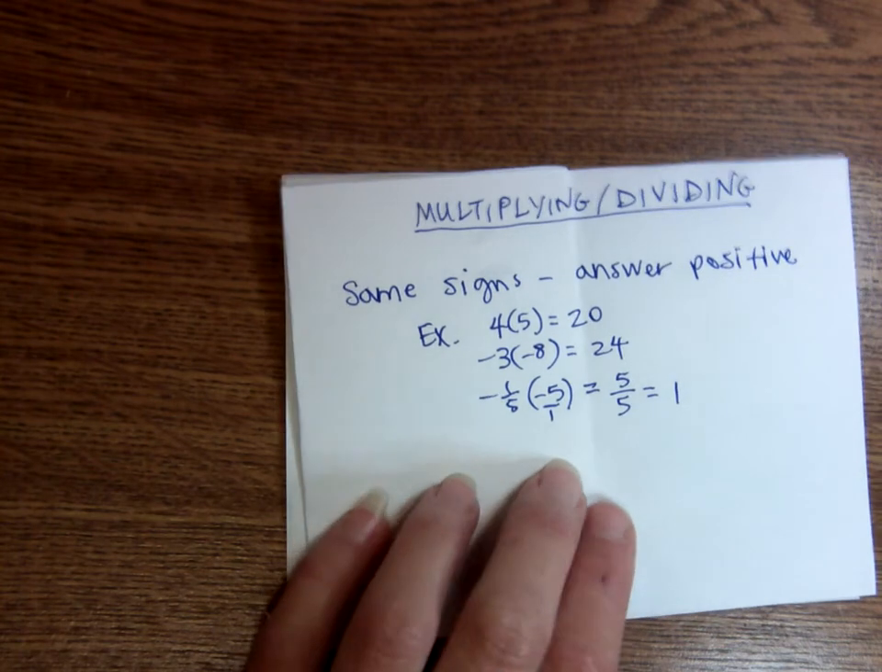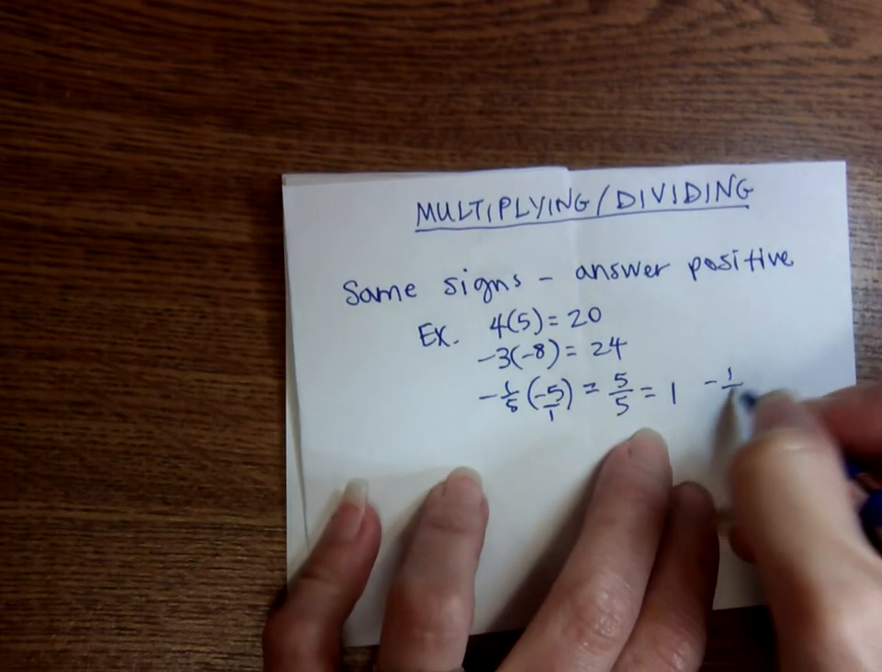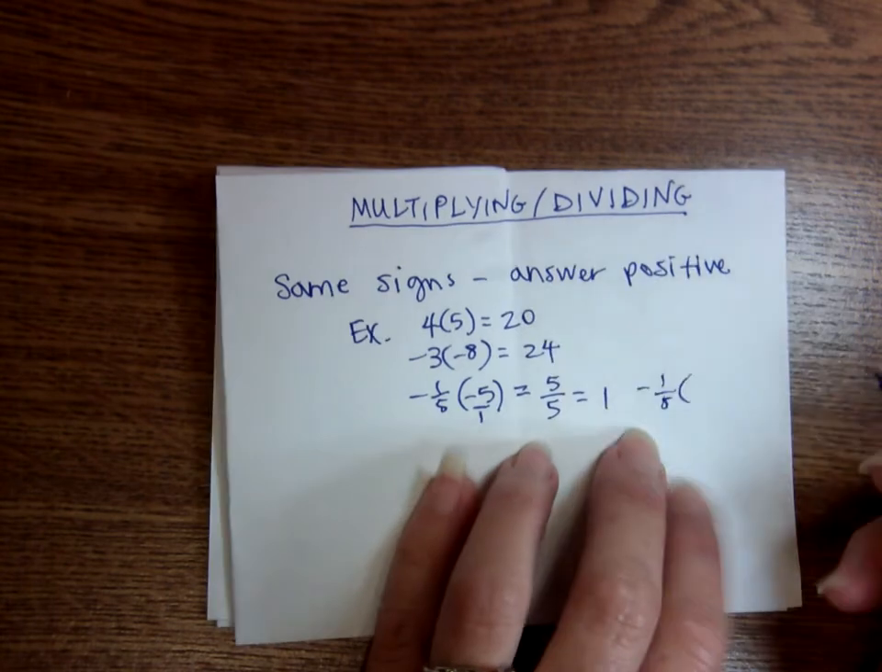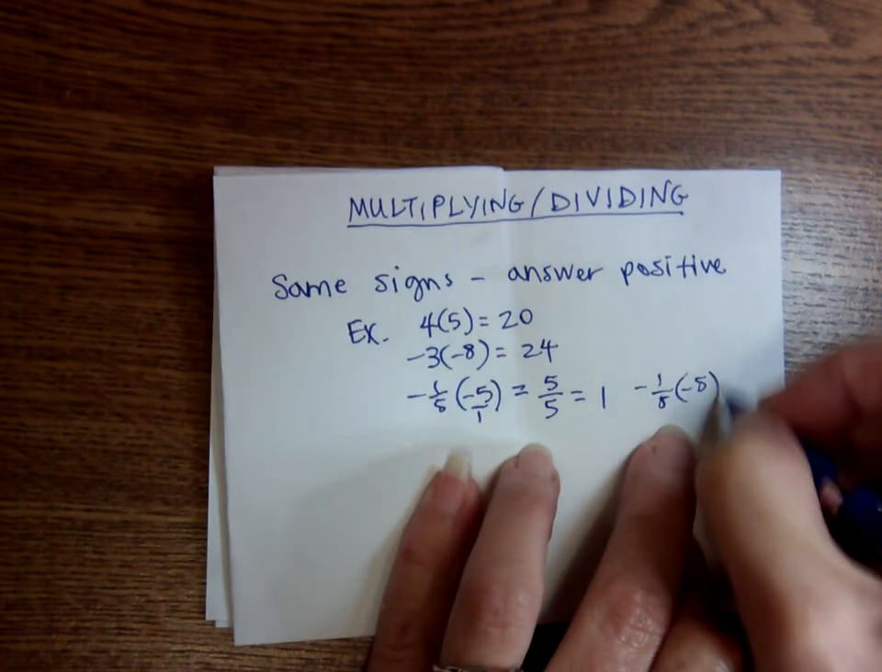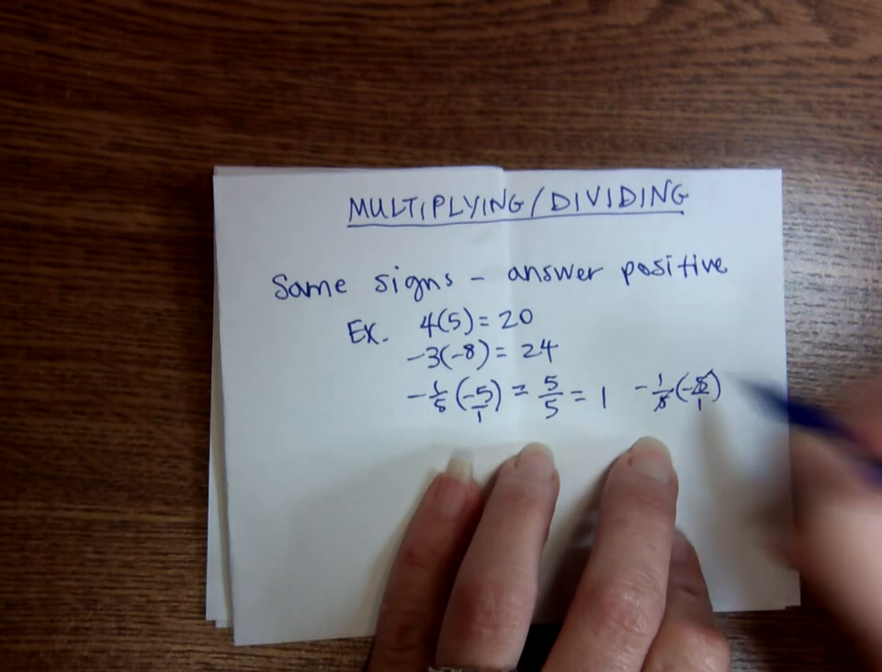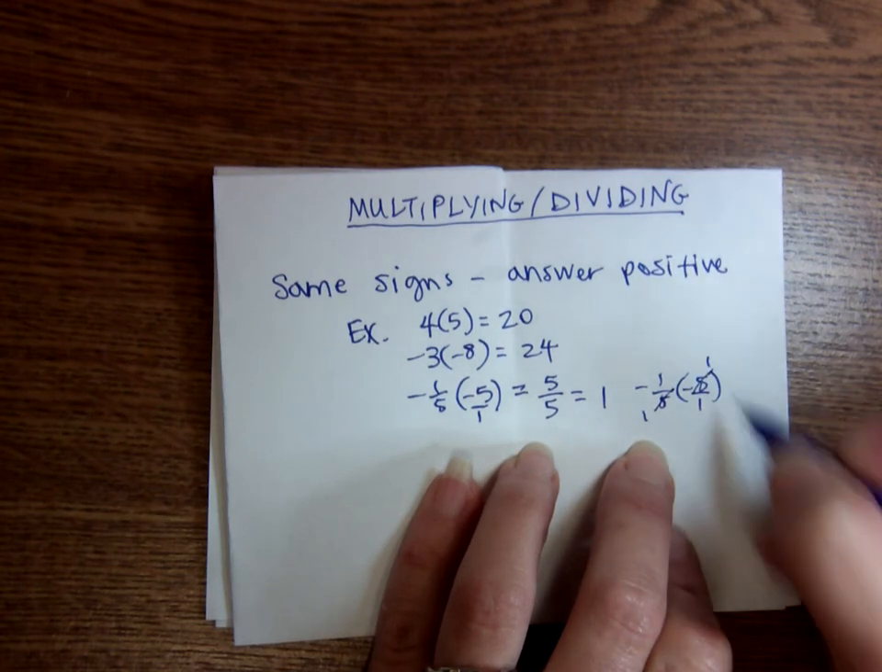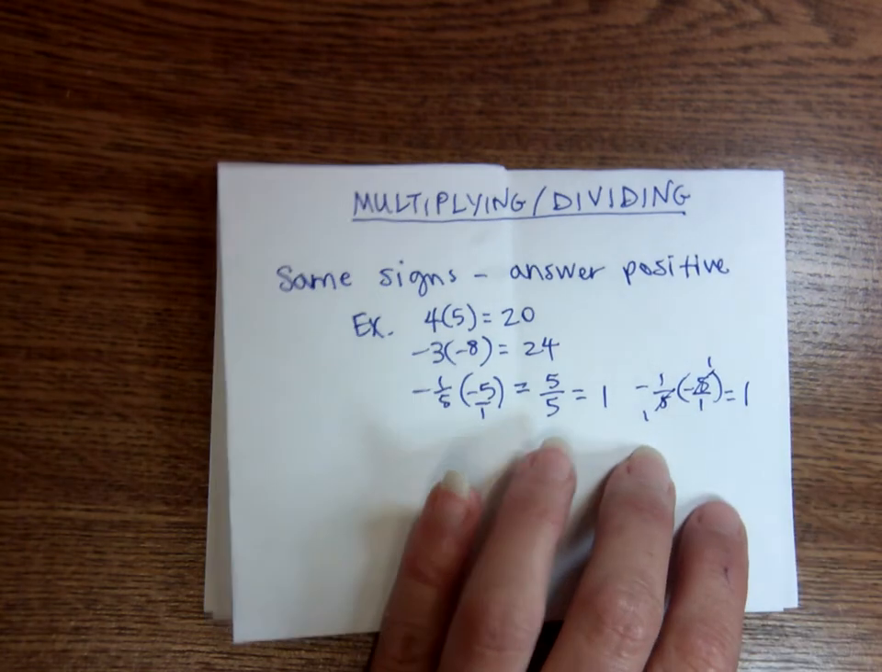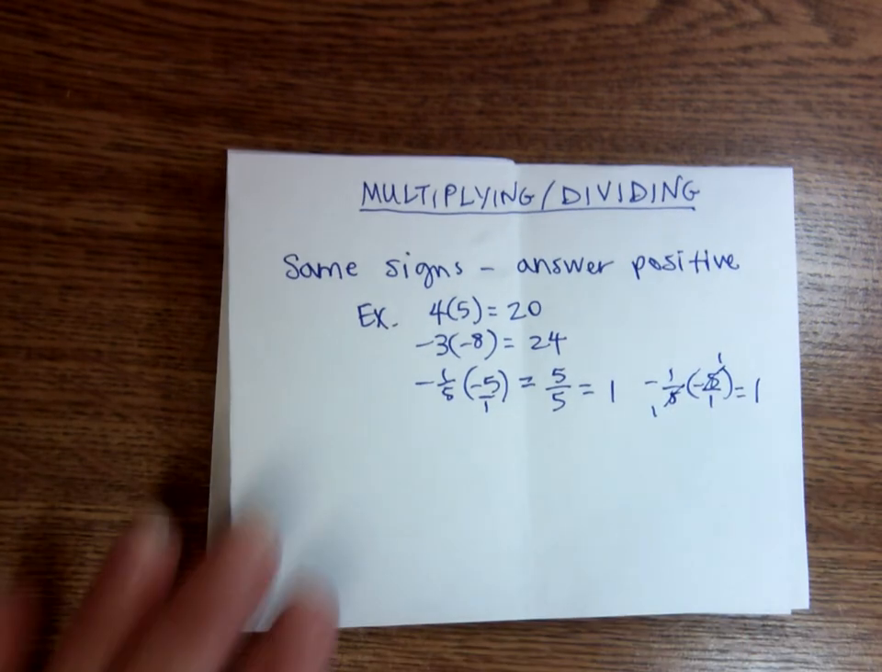Of course, you also remember that whenever you're multiplying a fraction by a whole number, you can also cross cancel. So this 5 goes into this 5 one time, and so then negative 1 times negative 1 is a positive 1, and then 1 times 1 is 1. So you get the same answer.